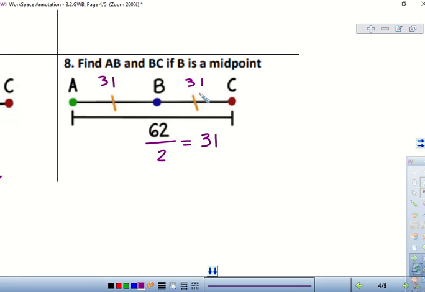Yep. Mm-hmm. Alright, are you ready to try the last problem, the word problem? No? I think you'll be just fine. Alright, let's try it.